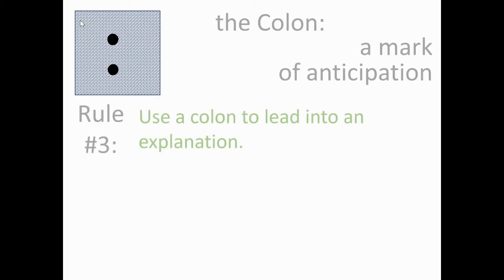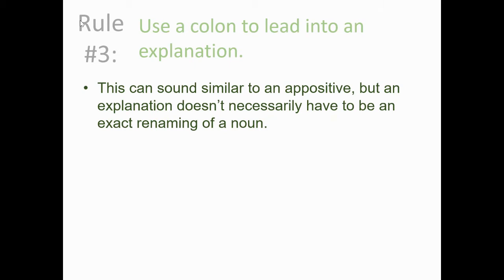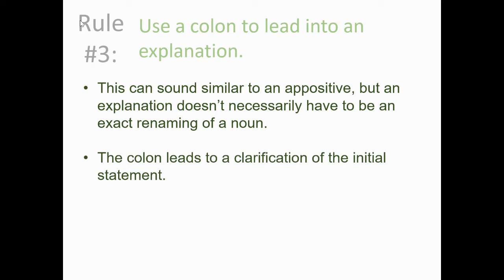Rule number 3, we use a colon to lead into an explanation. So an explanation can sound a lot like an appositive, and it could be, but doesn't necessarily have to be renaming an exact noun. Really what you're doing is you're sort of clarifying something that you said in the first half of the sentence, and now you're clarifying it as an explanation.